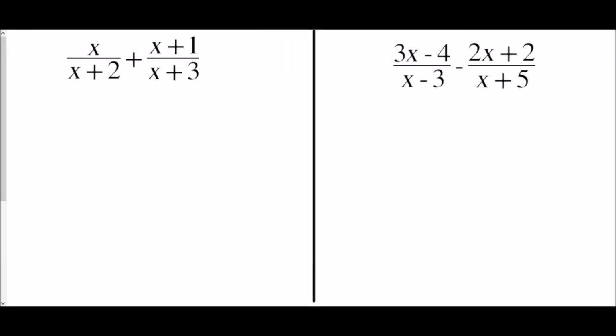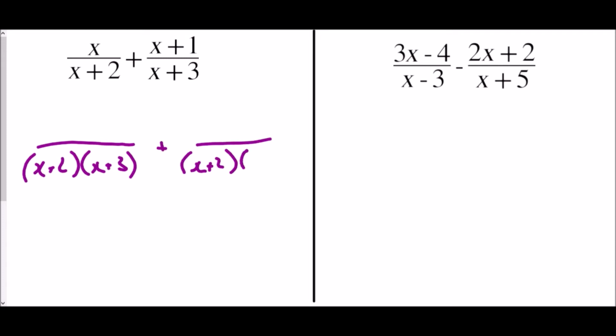And so we come to our final set of examples. We've got x over x plus 2 plus x plus 1 over x plus 3. And in this case, if we are going to try to find our common denominator, the key here is that we are just going to multiply together the two denominators. And what that means is we would have x plus 2 brackets x plus 3 on the bottom of each fraction. So x plus 2, x plus 3.